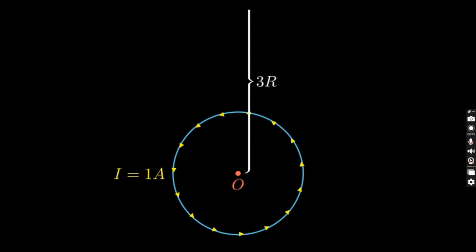We need to find the magnetic field at 2 points. Point O at the center of the circle, and point P which lies on the axis at a distance of 3 times the radius from the center. Let's first calculate the magnetic field at the center O.